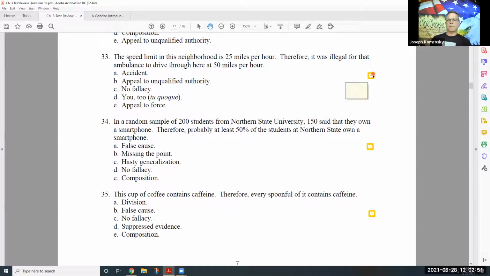So anyways, that's the fallacy of accident. I'm trying to find it in the book so I can give you the exact wording: a general rule is applied to a specific case that it was not intended to cover. And I basically said that already.